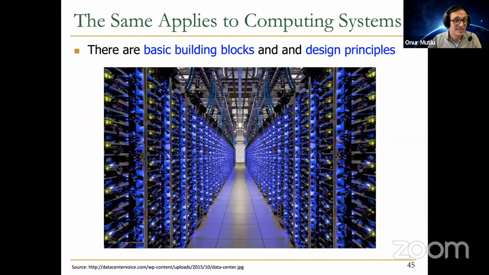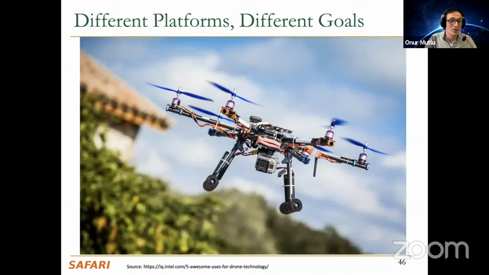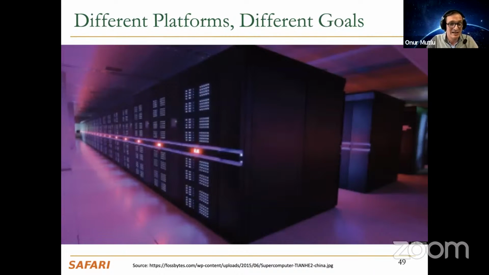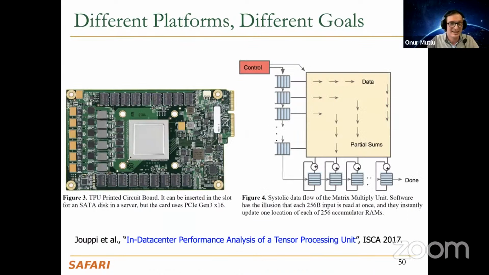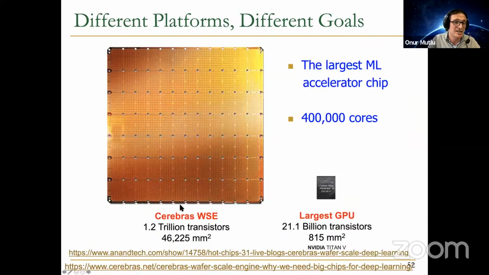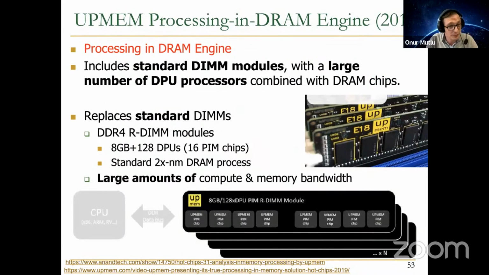remain similar. Data centers, drones, self-driving cars, and high-performance supercomputers, TPUs. For example, you can have a systolic array doing matrix multiplication over here. You can have a systolic array doing matrix multiplication in the high-performance computing engine or a CPU, right? And also a different platform. So these platforms are all based on some design principles and basic building blocks. That's true for processing in memory engines also, as we discussed yesterday.